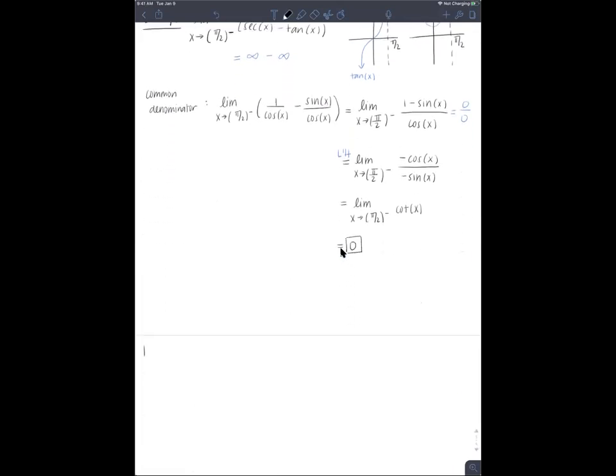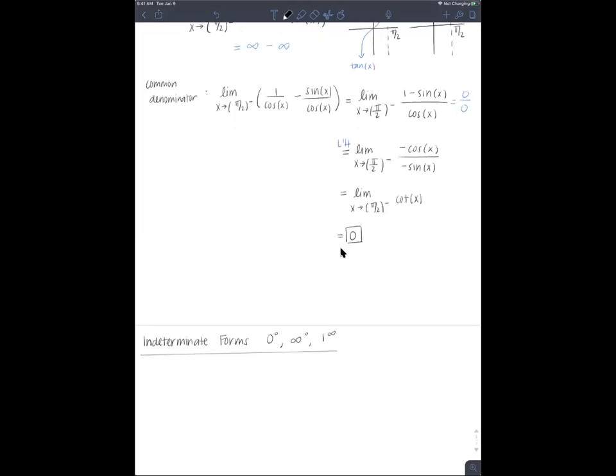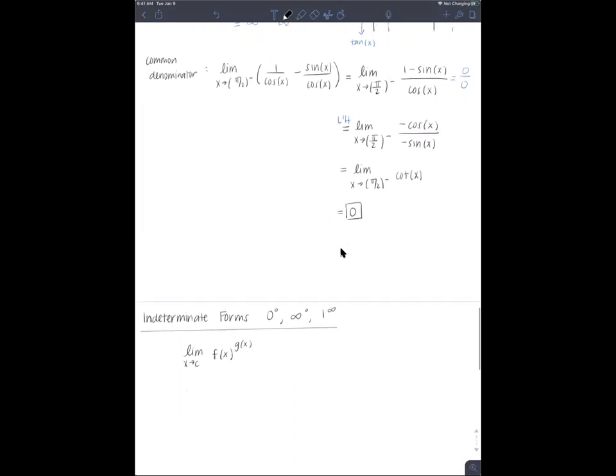So if I have indeterminate forms, zero to the power of 0, infinity to the power of 0, and 1 to the power of infinity, this basically happens when you have something like the limit as x approaches c of f of x to the power of some function g of x, right? That's when you're going to see these indeterminate forms.